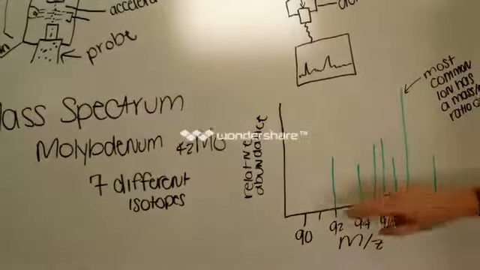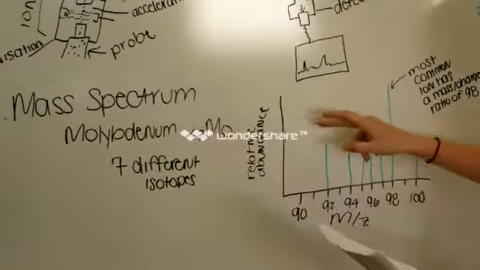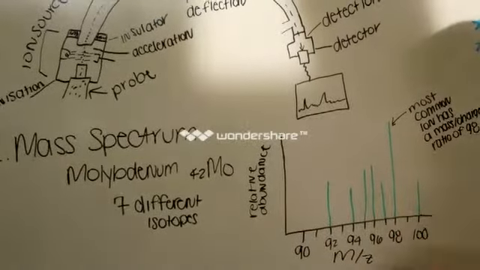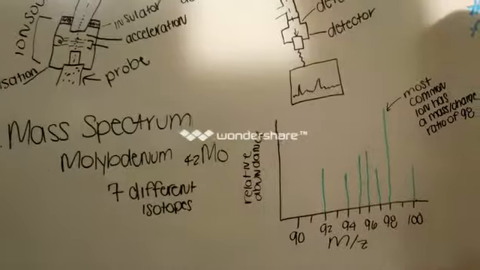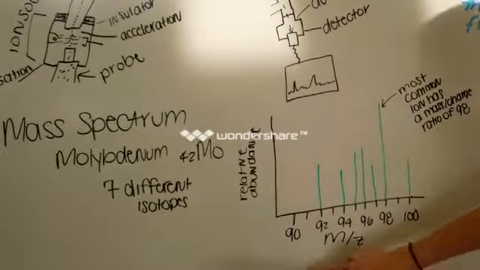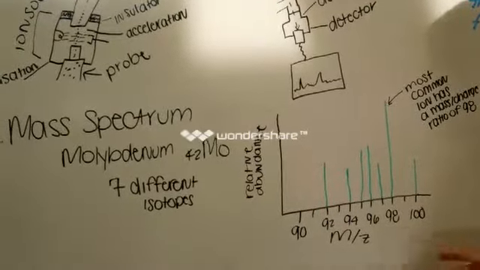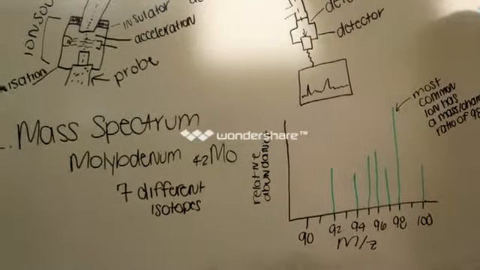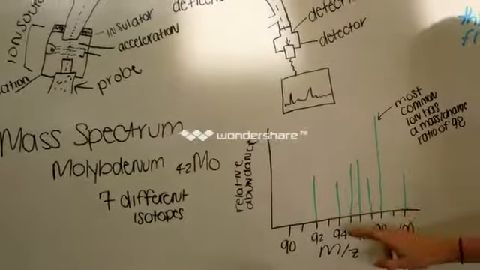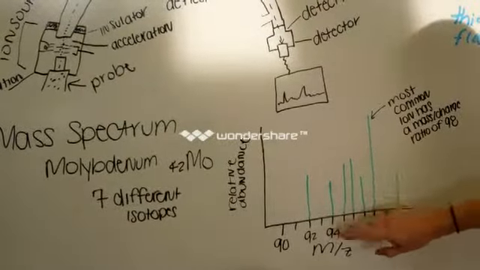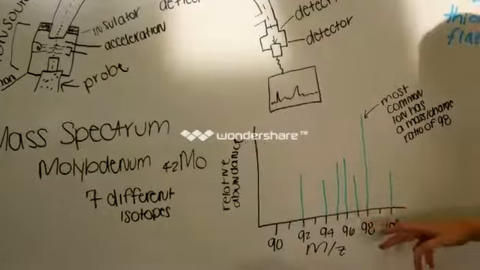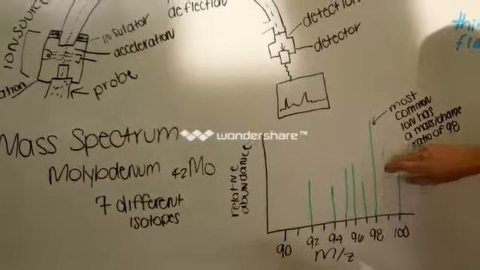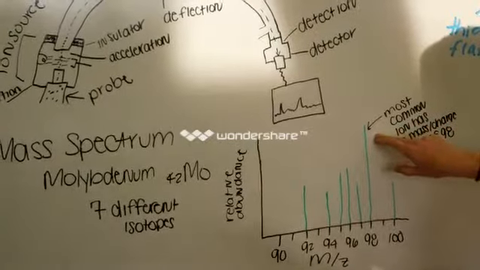And you can see on your vertical axis here you have your relative abundance. And this is related to the current received by the chart recorder. The greater the current, the more abundant the ion. And on your horizontal axis you have your mass to charge ratio, which ends up being your molecular weight. So here for molybdenum, you can see you have different peaks around 92, 94, 95, 96, 97, 98, and 100. You see the tallest peak is at 98.